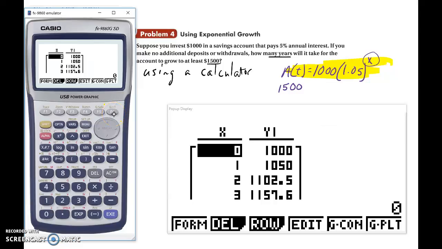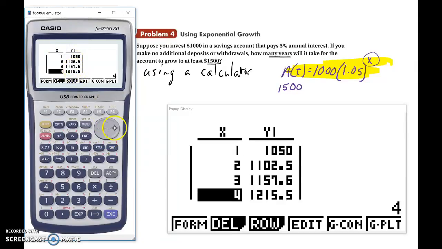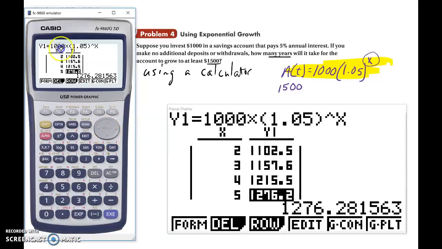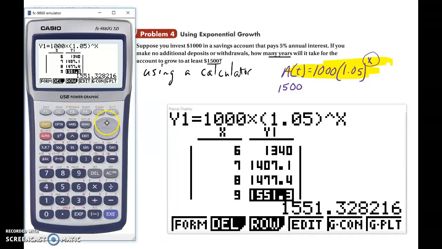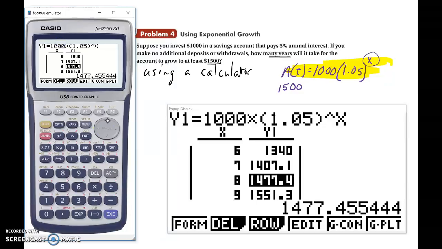And in this table, when we're at 0 years, we're at $1,000. When we're at 1 year, we're at $1,050. 2 years, a little over $1,100. So what we need to do is scroll down in this table until this y value that we're highlighting is 1,500. If you see, in year 9, it's 1,551. In year 8, it's 1,477. So that means at the end of year 8, we'll have $1,477. At the end of year 9, we will have $1,551.